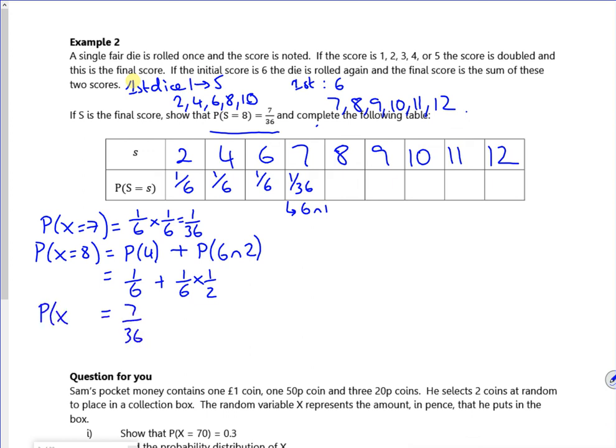There. You kind of get that. So to get the 8, is either get a 4 on the first one and you double it, or get a 6 and then a 2. So that's where the 7 over 36 comes from.